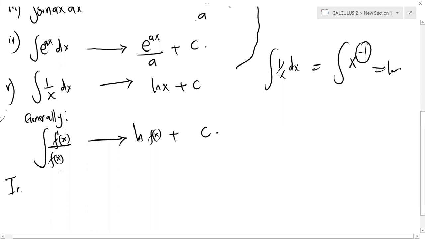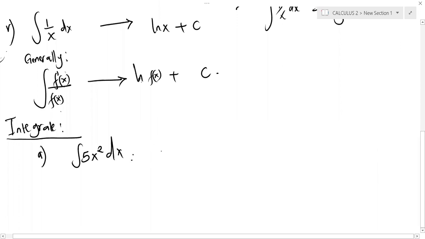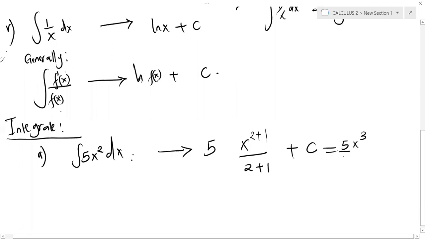So integrate the following functions. Our first example is the integral of 5x squared dx. How do we go about integrating that? As we've said, looking at the standard way of integrating an algebraic function, this will be 5x raised to 2 plus 1 over 2 plus 1 plus c. That will be our answer. So that is 5x cubed over 3 plus c.